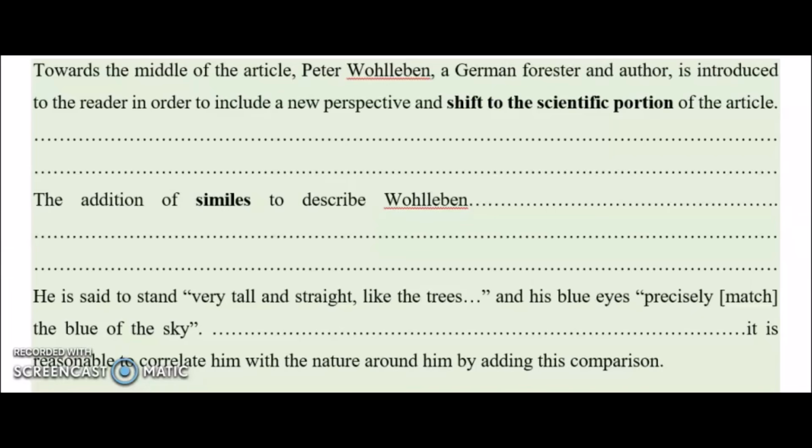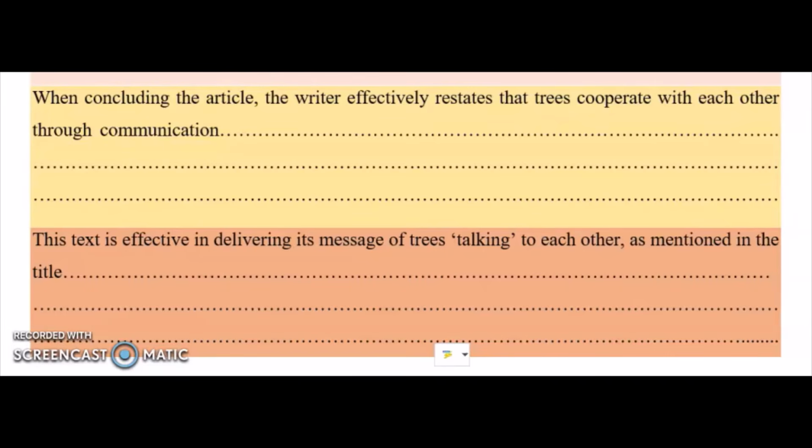So the writer uses similes to talk about the relationship between Wohlleben and the plant community. He's saying that he's very tall and straight like the trees, and his blue eyes match the blue of the sky. So here the comparison is made between these two to correlate this Peter, the German forester, with the nature around him. This is how you can end your analysis.